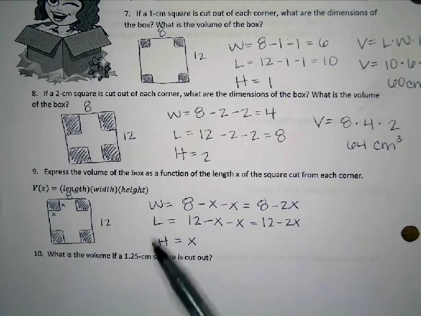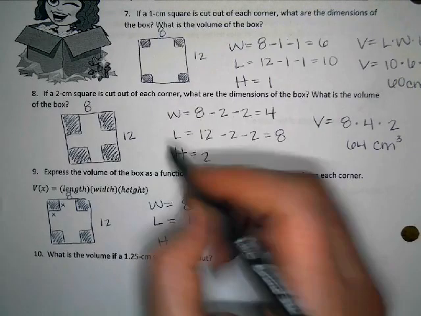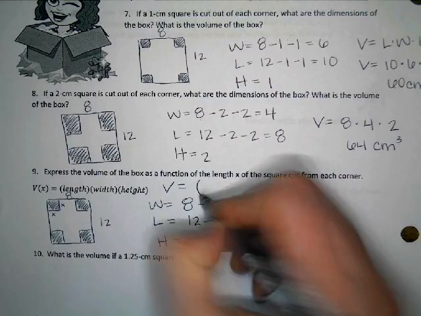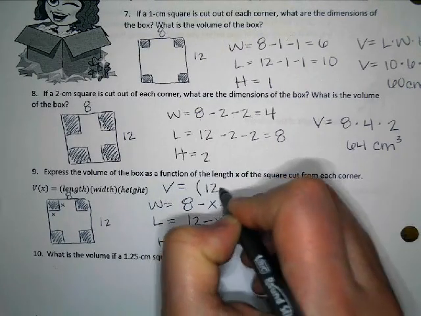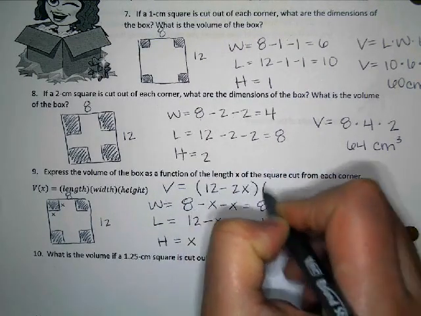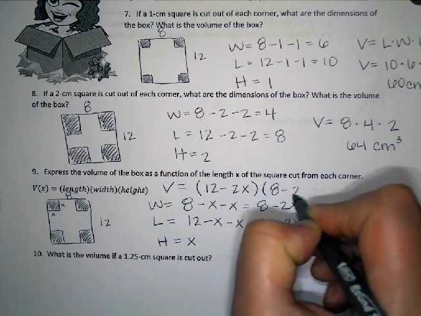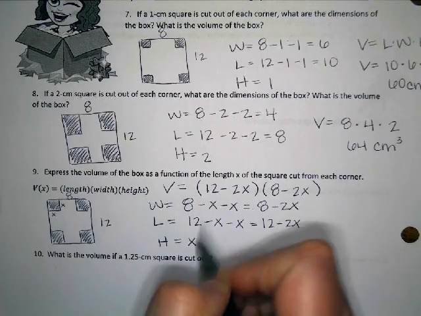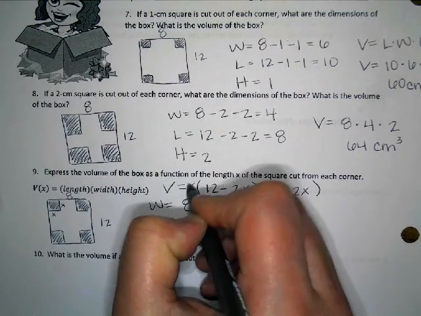Okay? All right, so now we're going to say our volume is going to be length times width times height. And like you suggested, Jen, we're going to put the x in the front, because whenever we have a plain x, we usually put those in the front.